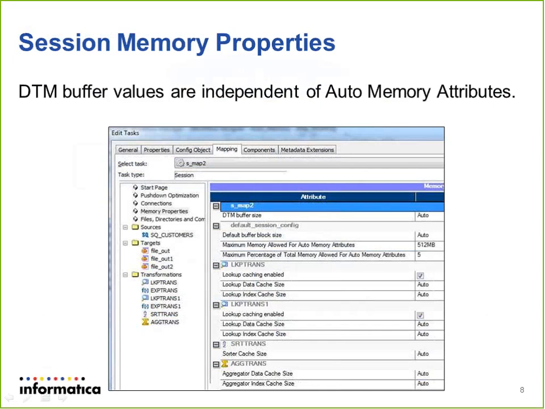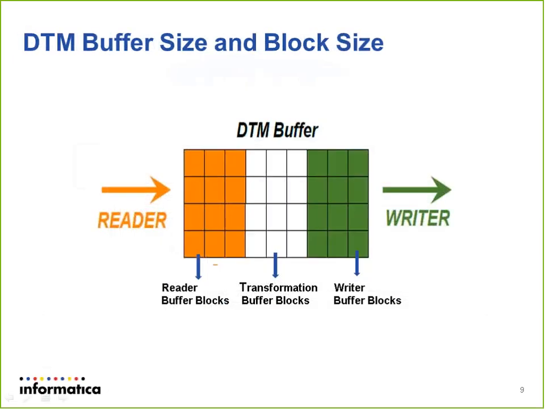You will find the auto memory attributes in the properties and config object tab when you open the session, or you can see all of them in the memory properties under the mapping tab of the session. Let's try to understand each one of them briefly. The DTM buffer size and the default block size are independent of the two memory attributes.